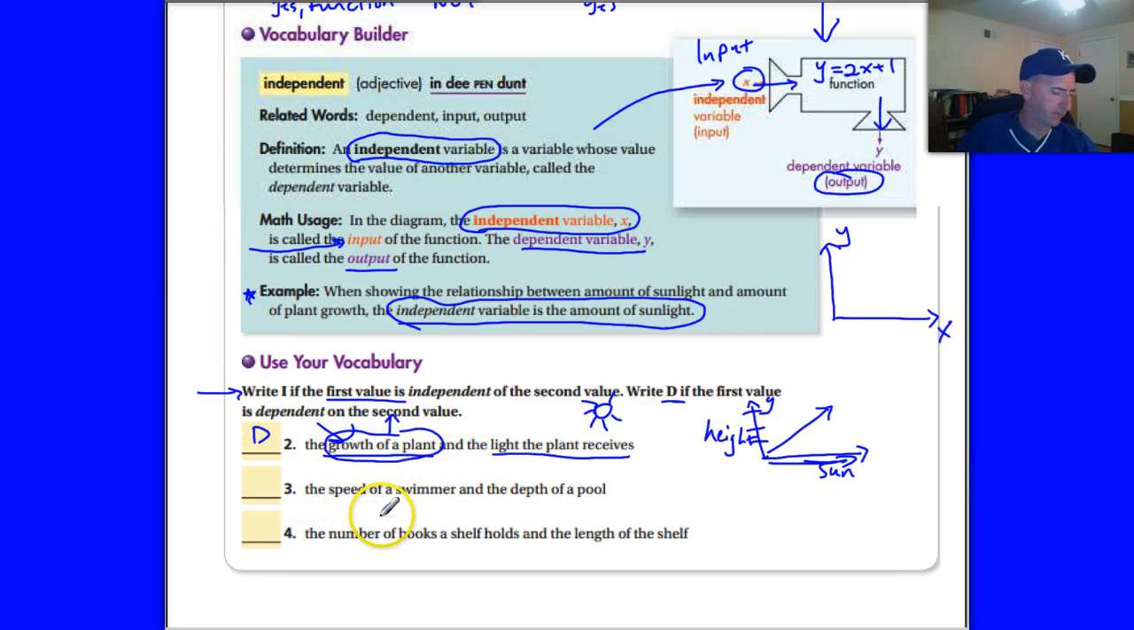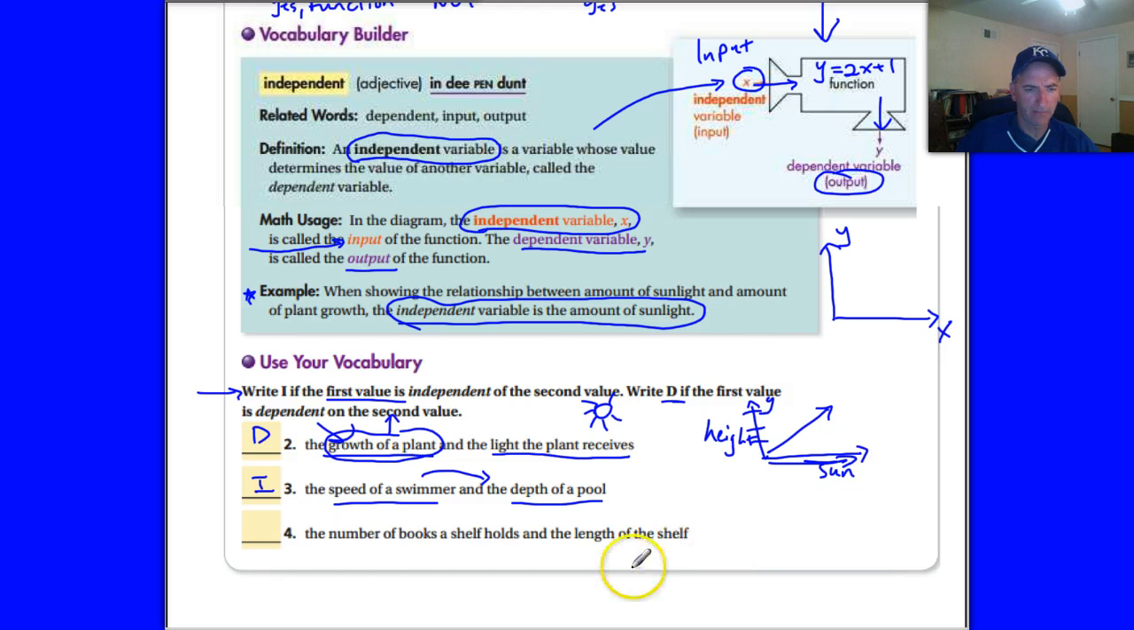Well, let's take a look at number 3 here. It says the speed of a swimmer and the depth of a pool. Okay, so you have to wonder, is the speed of the swimmer at all affected by how deep the pool is? Okay, it probably shouldn't be, all right, assuming it's not so shallow that they could not swim in it. So the speed of the swimmer is independent of the depth of the pool. Okay, it's independent.